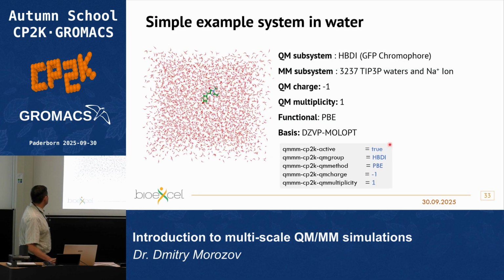Okay, so this is the system I took here, just a GFP chromophore, which is called HBDI. I showed you previously, it's just a chromophore in a box of TIP3P waters. The total charge of this chromophore in water is -1, for example. So there is also a sodium counter ion in the box. Okay.